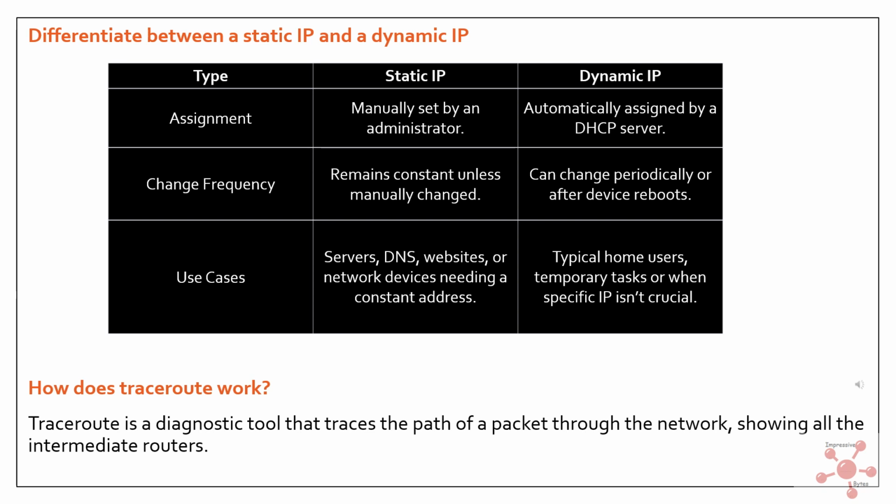Differentiate between a static IP and a dynamic IP. Compare static IP to a permanent home address, and dynamic IP to a hotel room that changes with every visit. A static IP remains constant, manually set by an admin. In contrast, a dynamic IP, assigned automatically by a DHCP server, might change from time to time. How does traceroute work? Traceroute is a handy tool that shows the path your data takes to its destination, highlighting every stop it makes, much like tracking a package you've shipped.